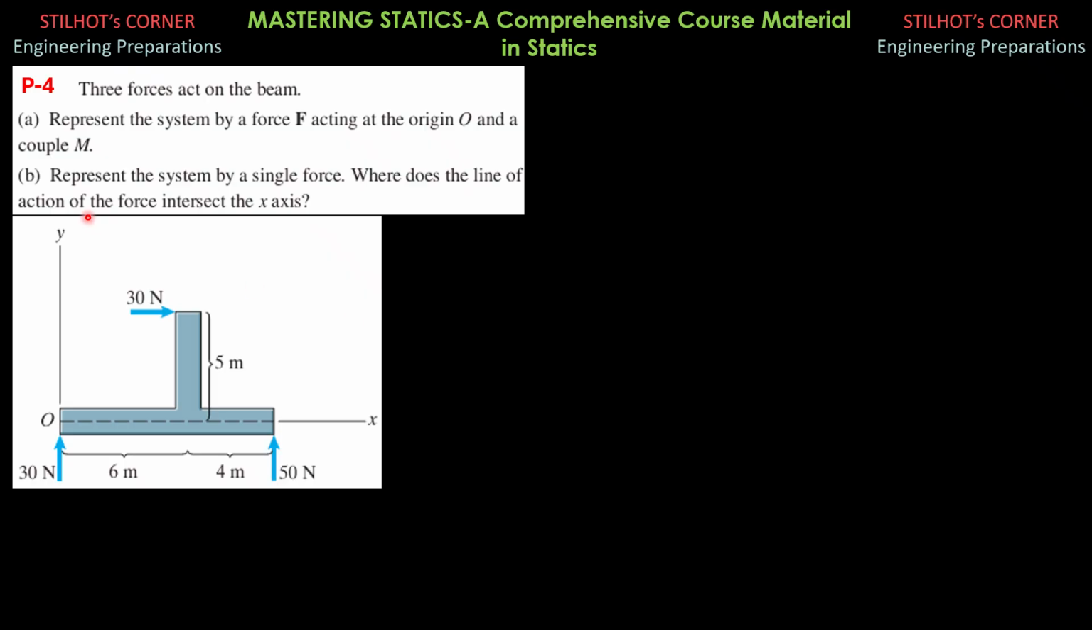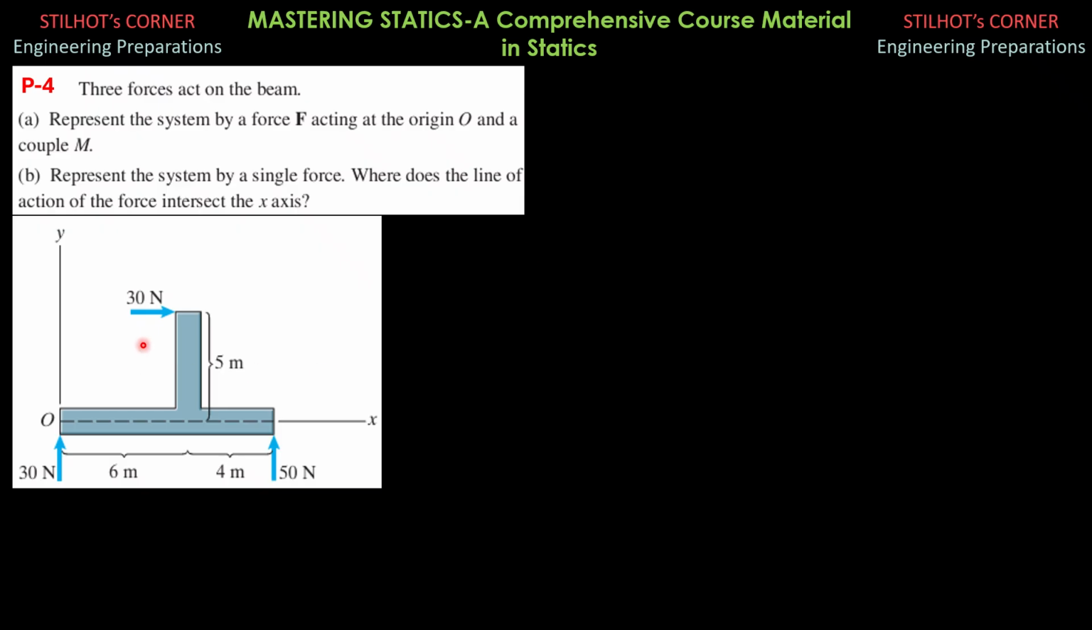Problem 4, again, this problem is taken from the book by Bedford. So three forces act on the beam. Represent the system by a force acting at the origin O and a couple M. So F should be expressed as a vector because it is written boldface here. The couple will just be magnitude and sense. Then represent the system by a single force. Where does the line of action of the force intersect the x-axis? So that's the second question.